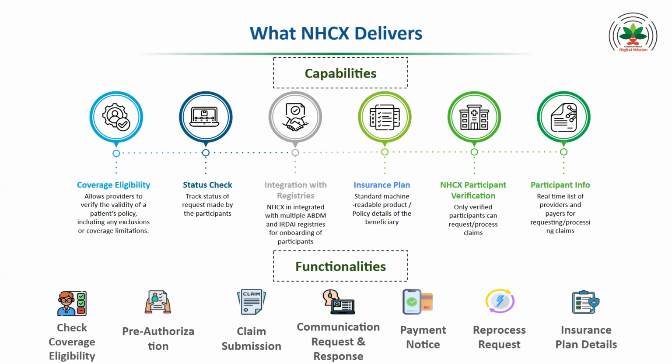These functionalities are related to the APIs that we have, and any provider or payer has to implement them in their system. It starts with the coverage eligibility check, then pre-authorization. Pre-authorization is basically an approval taken before a patient is admitted to a hospital. You take a request to your insurance company saying that you are getting admitted, and they will cover the cost of admission. It is basically an intimation to the insurance company that this patient is getting admitted to this hospital. Then we have claim submission, which is self-explanatory.